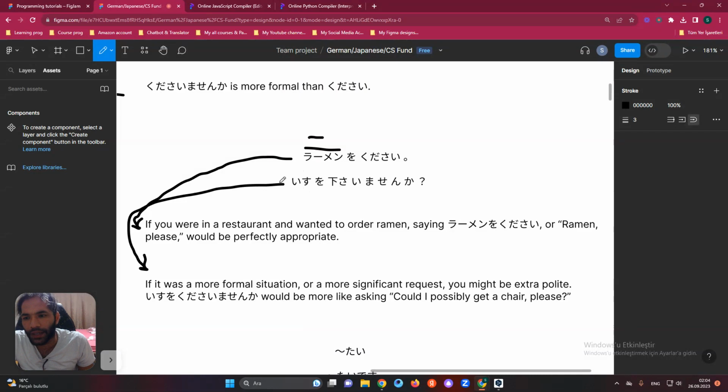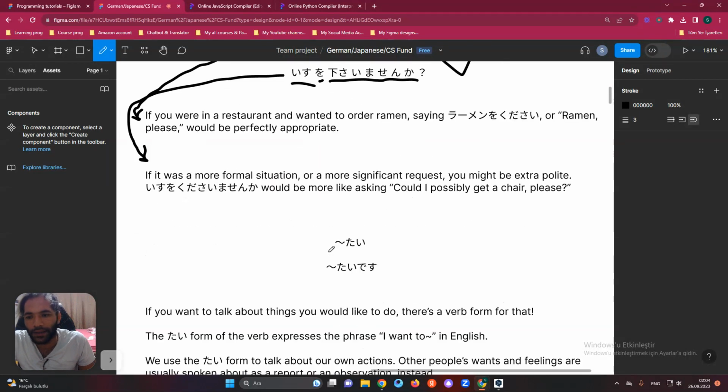Okay? Just put it in your mind. And another one is isu o kudasaimasenka. What was isu? In this case, I think it means chair. Okay, isu o kudasaimasenka? Could I possibly get a chair, please? I got the copy from here, but I know what it is. All right, this is easy.